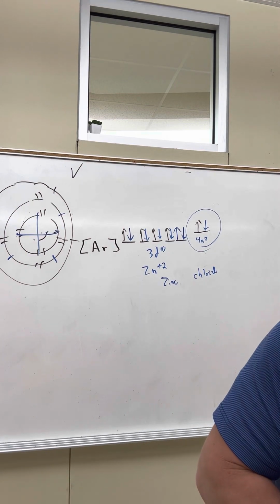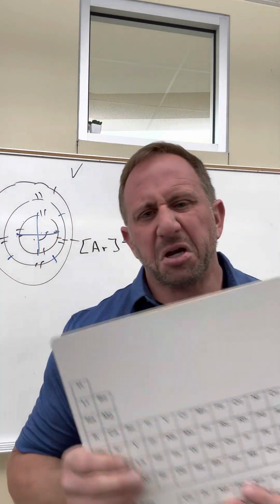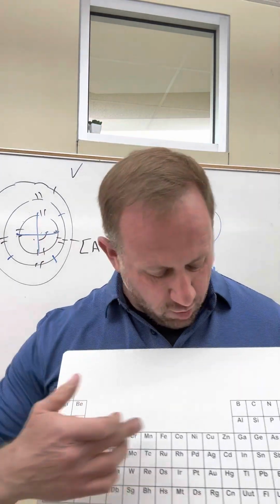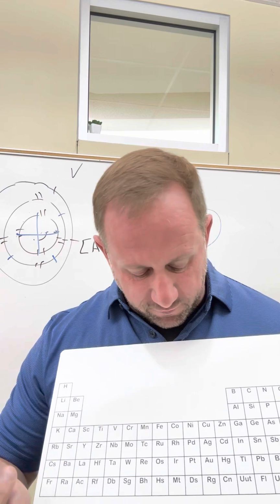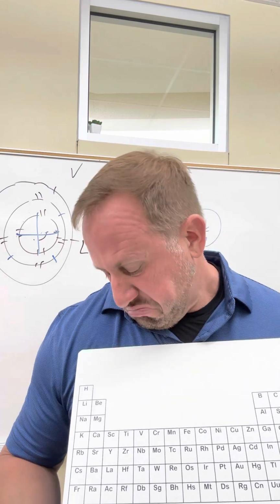Outside of that, there are not a lot of other real anomalies. Cadmium is always a +2. Copper can be a +1. Silver's always a +1. That's about it.